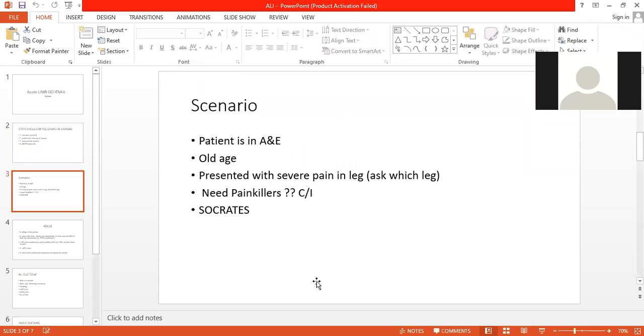So we have discussed this, like where will be the patient? The patient will be old age or middle age. He will be presenting with severe pain in the leg. You need to, and yes, here one thing, most of the time you will hear from other students that the pain is in the right leg. And most of the time before going into the room, if you have prepared well, you will know the station.